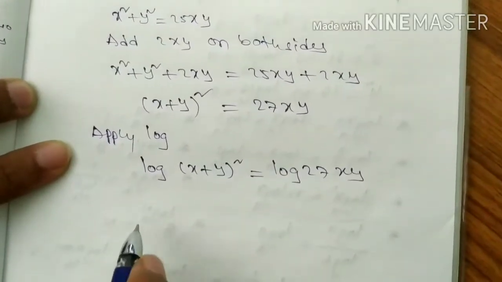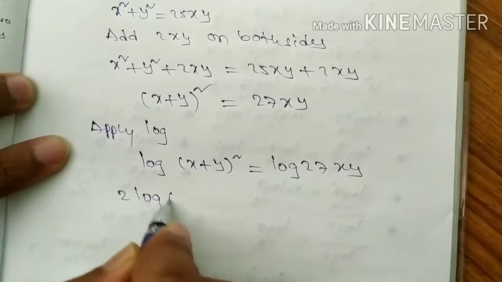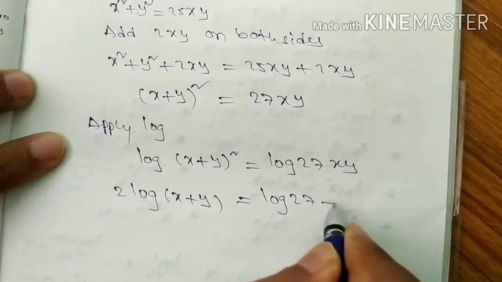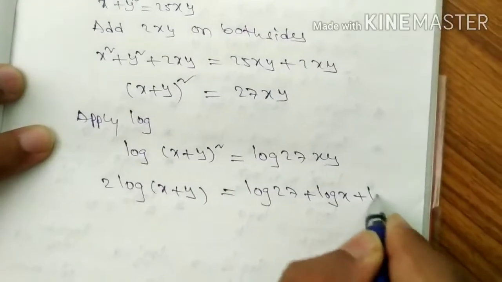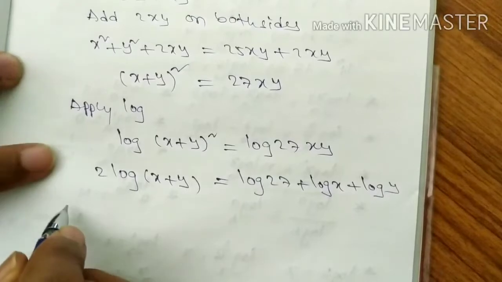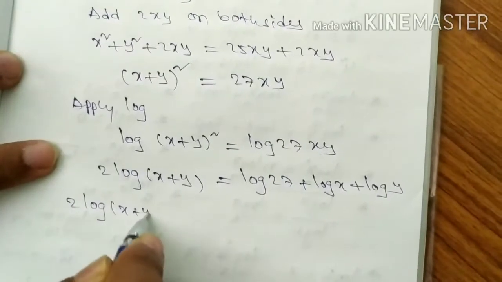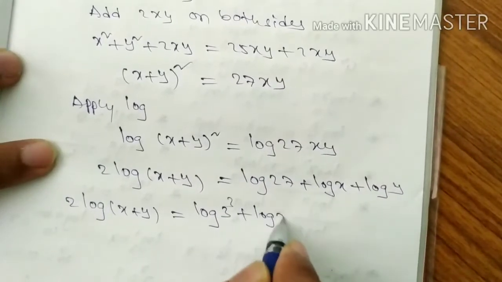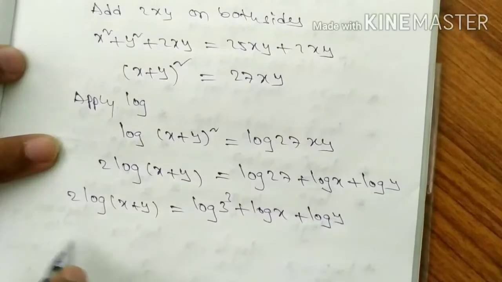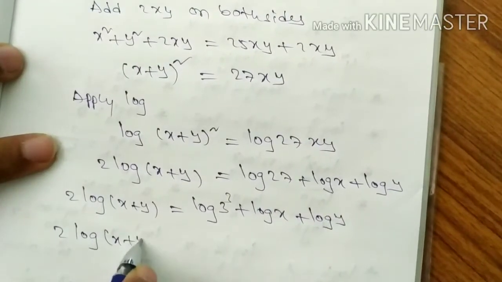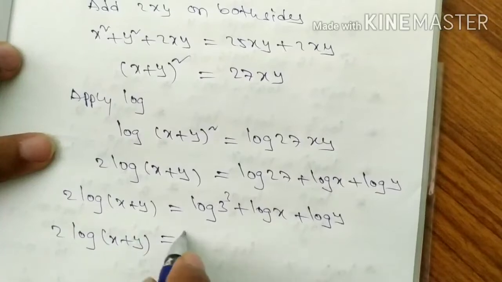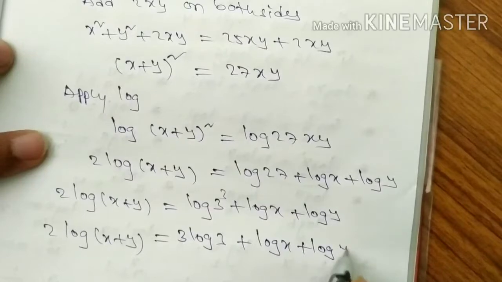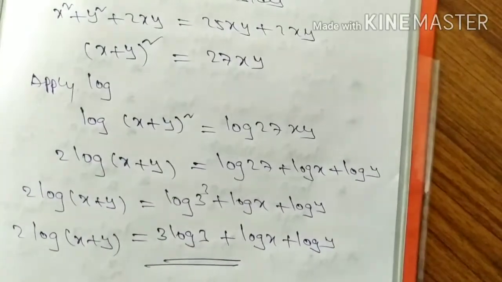27xy. Okay, now here 2 log x plus y according to the formula log x power n formula. Here log xy is written as log x plus log y. Okay, 2 log x plus y. 27 is written as 3 cube plus log x plus log y. Okay, 2 log x plus y is written as, here 3 came in front, 3 log 3 plus log x plus log y. Similarly we have to solve so many questions in logarithms.